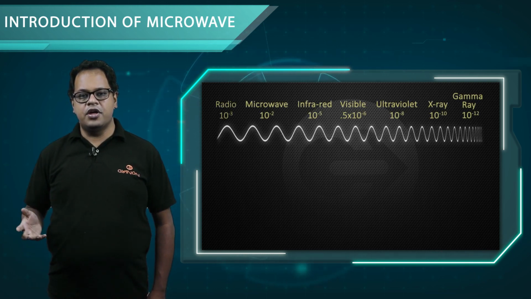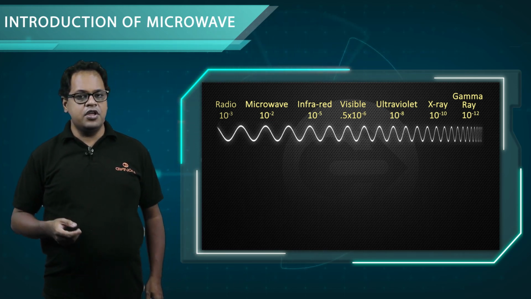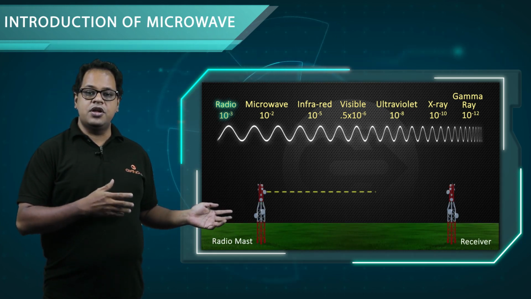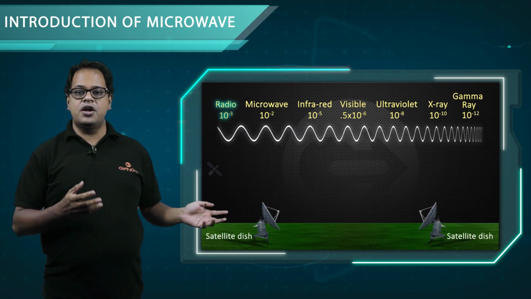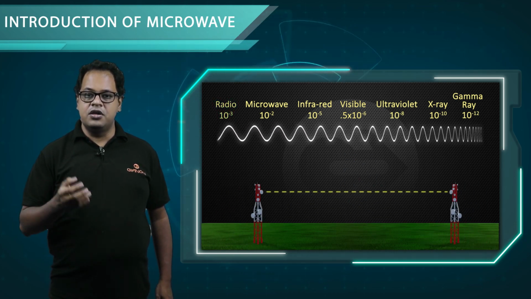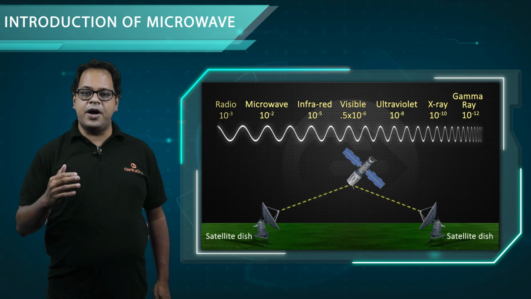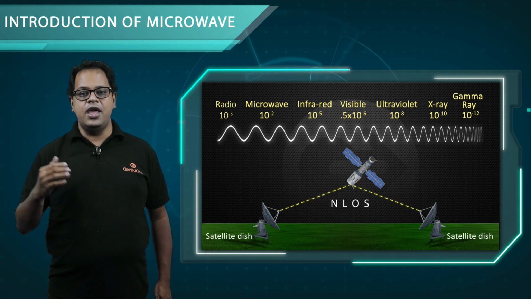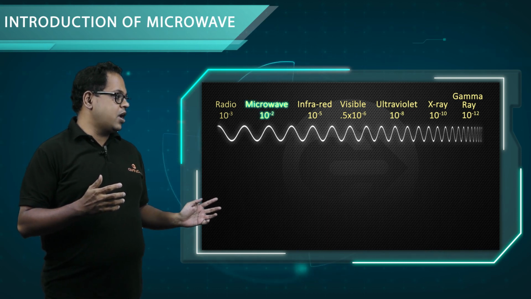Now we are going to discuss the application of different frequency ranges. When the wavelength is in the order of 10 to the power minus 3, there may be a direct path between the transmitter and the receiver, or there may be an indirect path. When there is a direct path, it is known as line of sight or LOS. And whenever there is an indirect path, it is known as non-line of sight or NLOS.